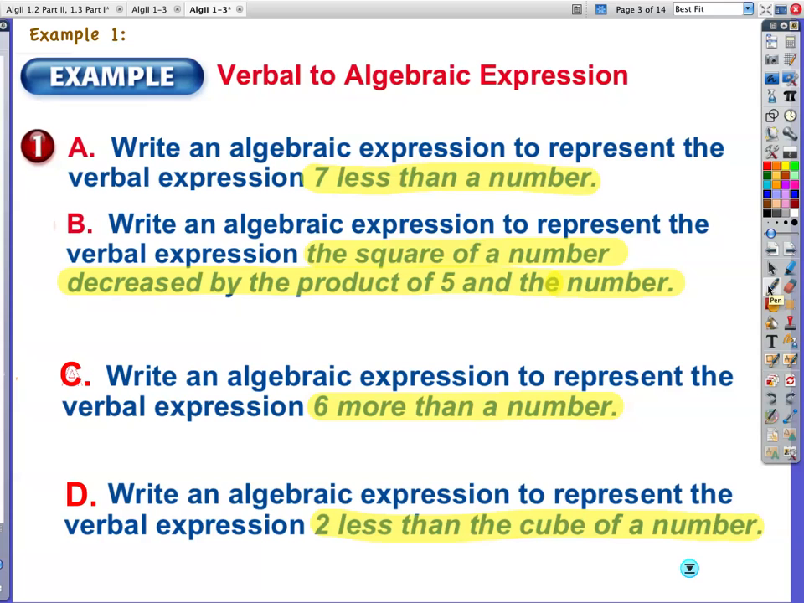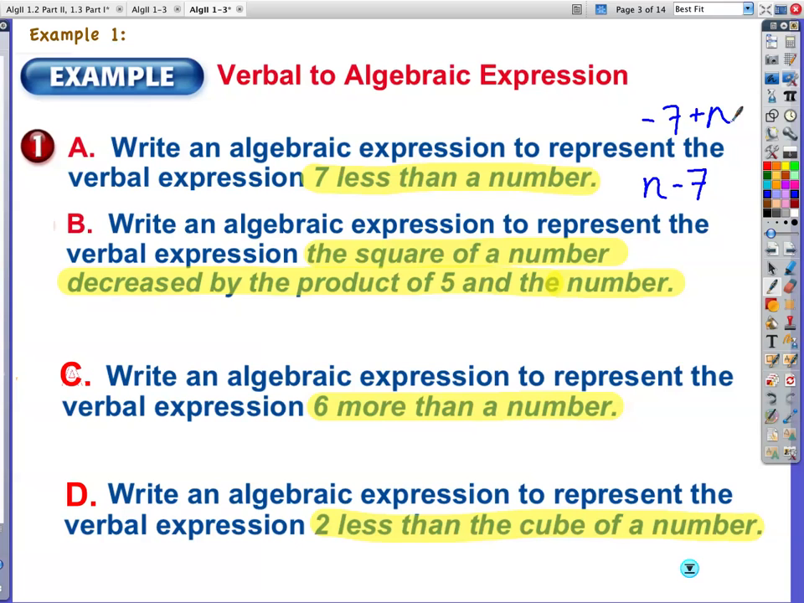Expression means you do not have an equal sign. It's just like 2 plus 3, right? To represent the verbal expression, 7 less than a number. All right, this gets kids every time. One time, a long time ago, I had a student, and he must have learned this from some other school or some other teacher, but when he saw 7 less, he always put the negative sign right there and then the number. So, or if you write it like this, it will also be okay.